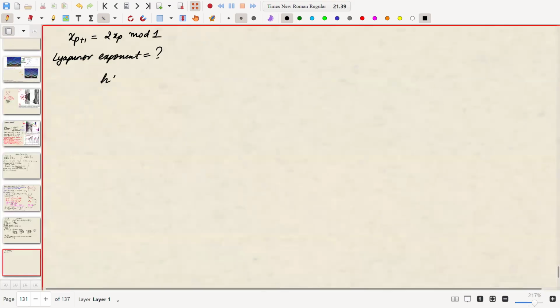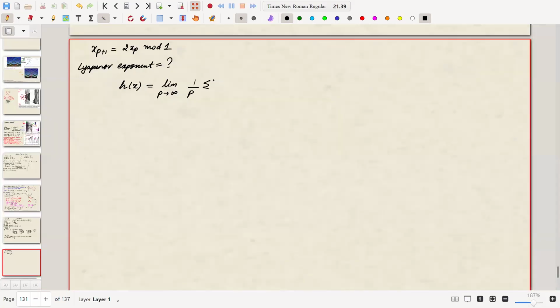So remember, h of x was the Lyapunov exponent. That is equal to the limit p tends to infinity of 1 over p times the sum of log of the derivative of the function. How you will see? I will tell you how you can intuitively understand this complicated formula.